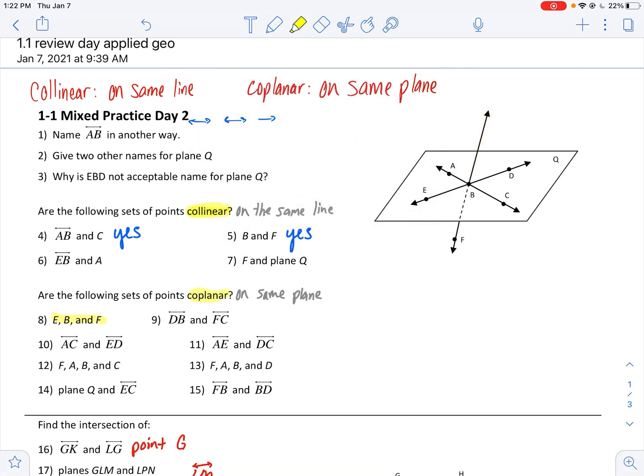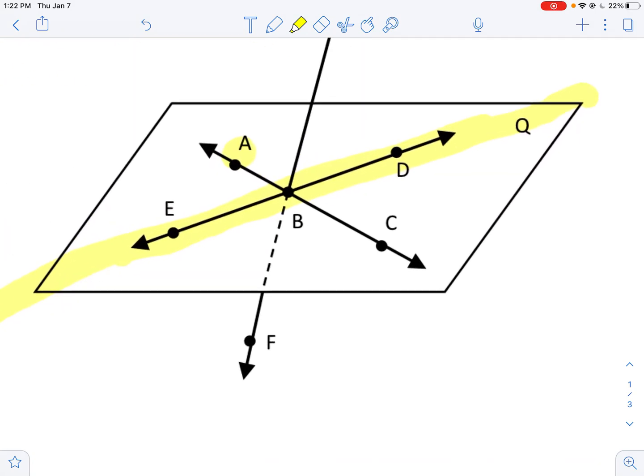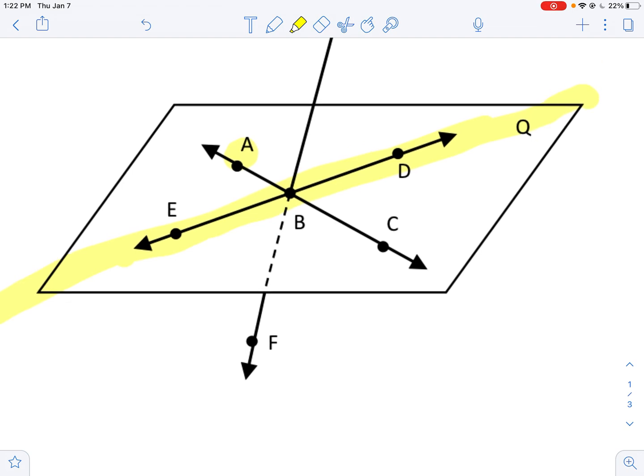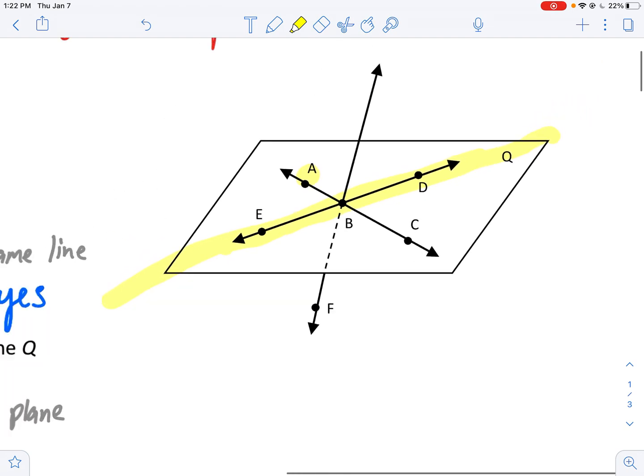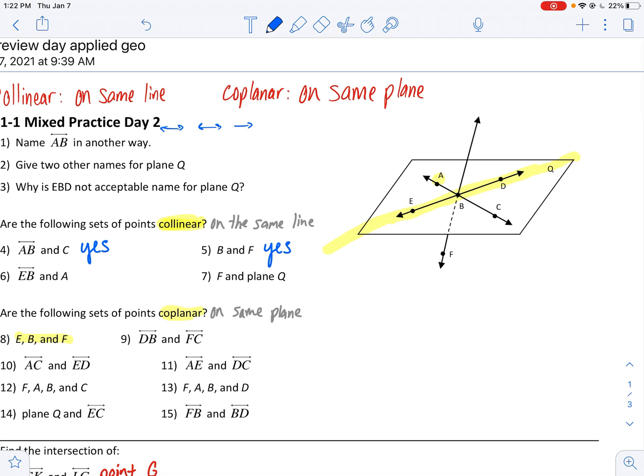And then number 6, we have line EB, again, line EB, which means it goes on forever. It's going to keep going. And point A, there's point A. If we look at our picture, line EB and point A are not on the same line. So A is not on that line, which means that these are not collinear. That definition, again, not on the same line.